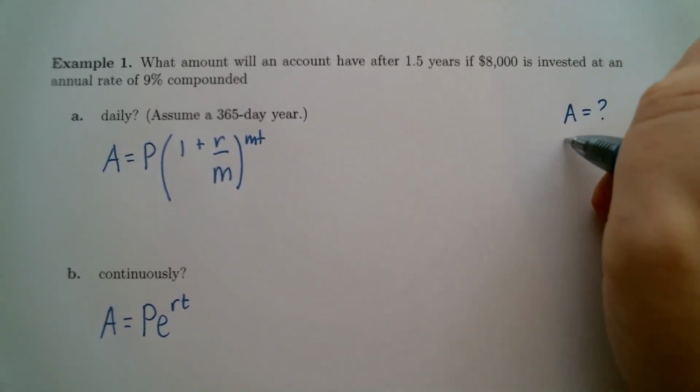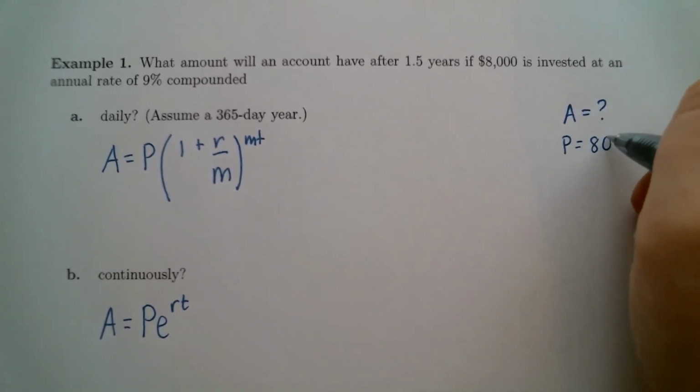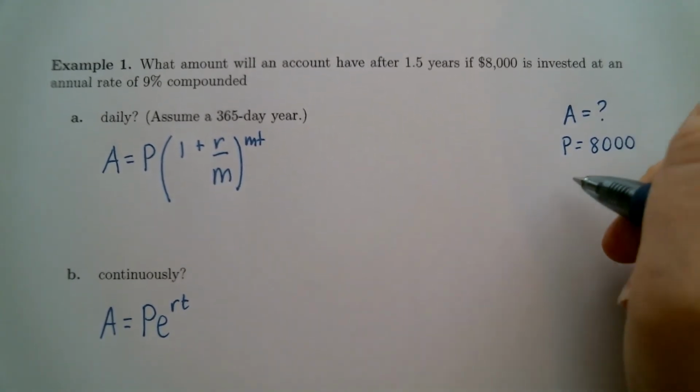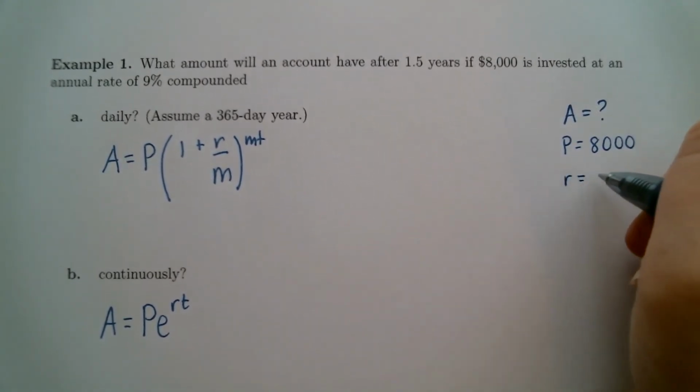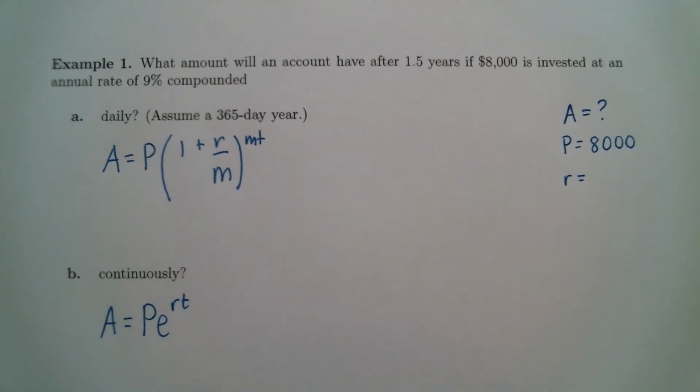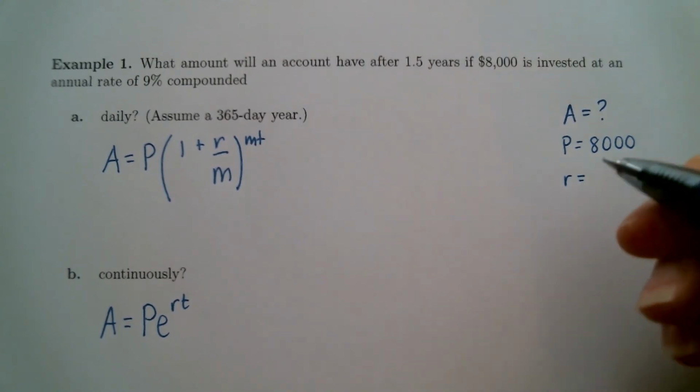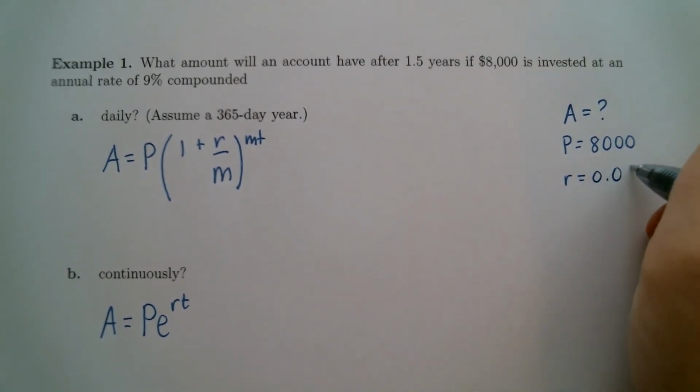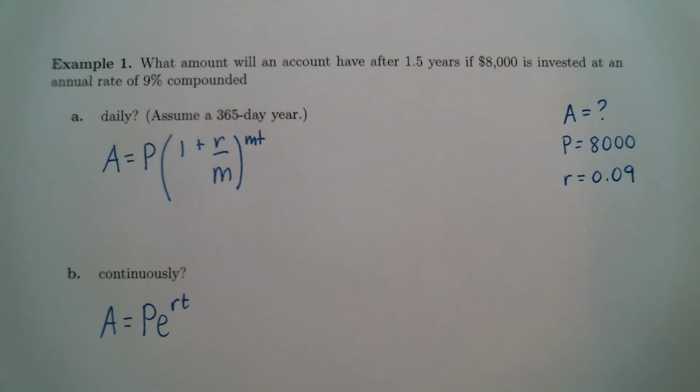P is the amount of the one lump sum that we are putting in the bank. That's going to be $8,000, okay? R is our interest rate. Remember, the problem is usually going to tell you it's an annual rate. You can ignore that word annual. The interest rate is always an annual rate, okay? You need to convert that to a decimal, so it's going to be 0.09, okay?